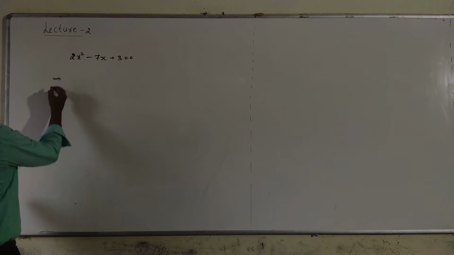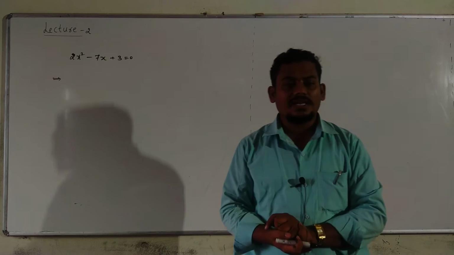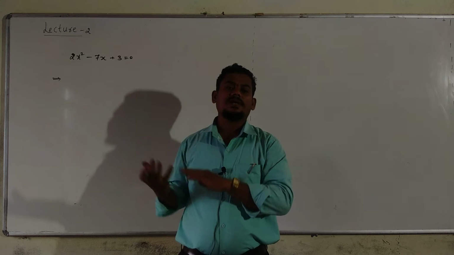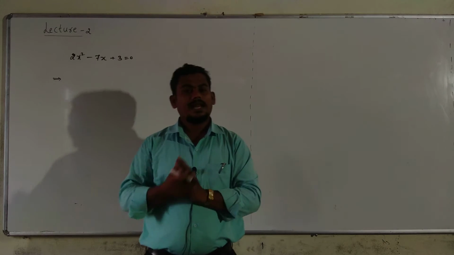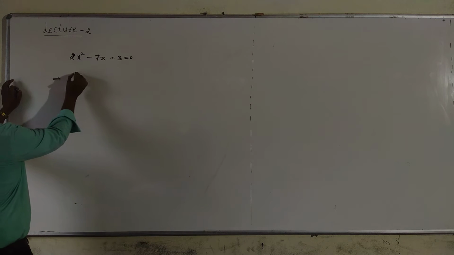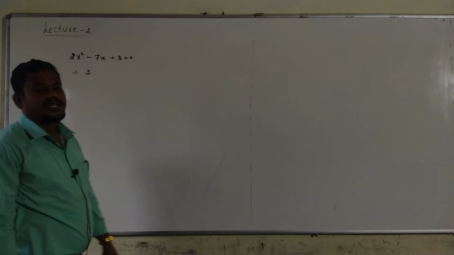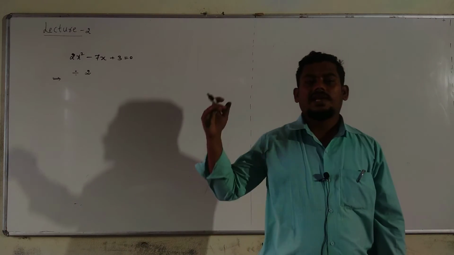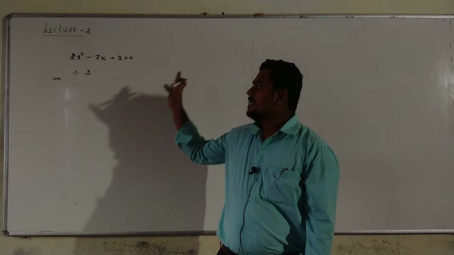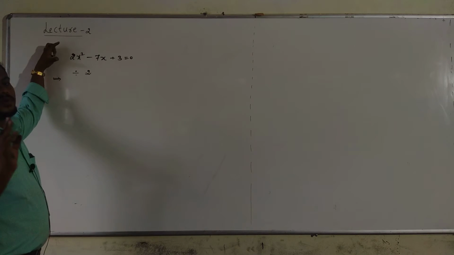We are solving by completing the square, not by factorization. Factorization is one of the methods to solve a quadratic equation, but in this problem we will learn how to solve the given quadratic equation by completing the square. First make the coefficient of x square as 1, just by dividing each term by the coefficient of x square.